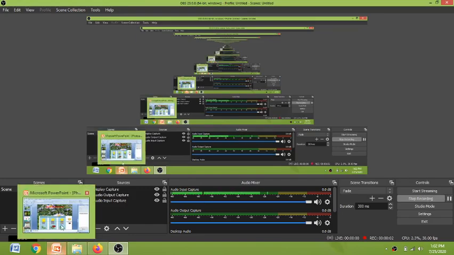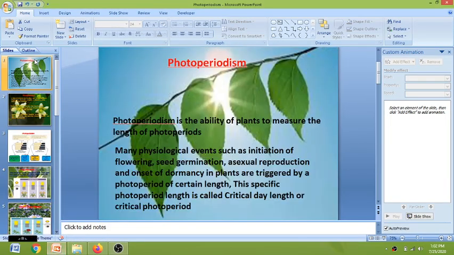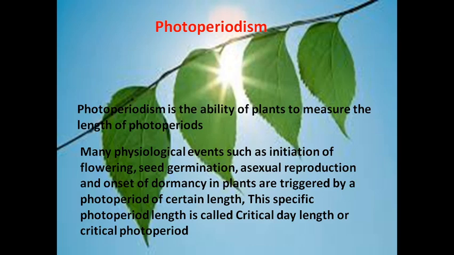Today we are going to start with the next topic, that is photoperiodism. Photoperiodism is the ability of plants to measure the length of the photoperiods, like for how much time a plant is exposed to the light. The plants have the ability to measure the length of the photoperiod, and this is called photoperiodism.